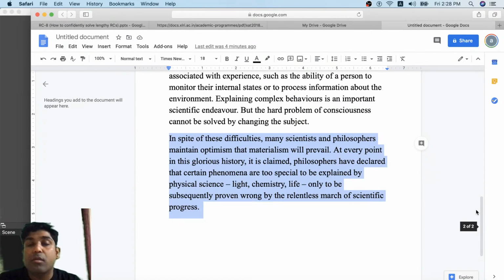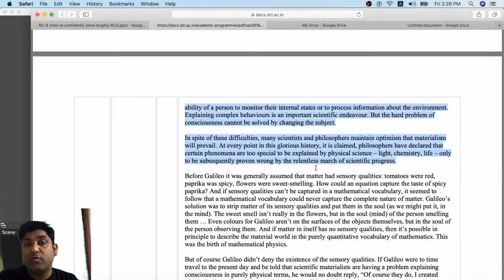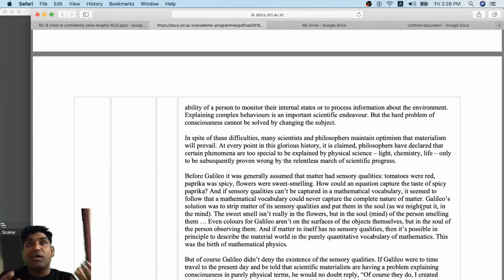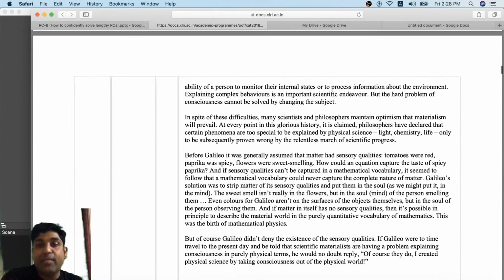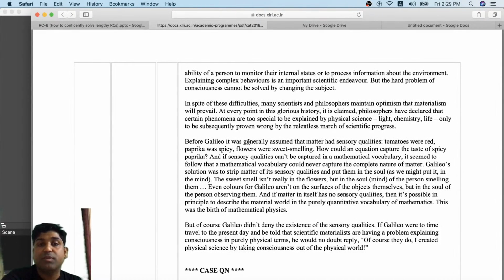This is how it is. Now the problem, so let's go ahead with it. So you can see that it's a long RC, right? It is taking time to read and it is long. The entire last part.